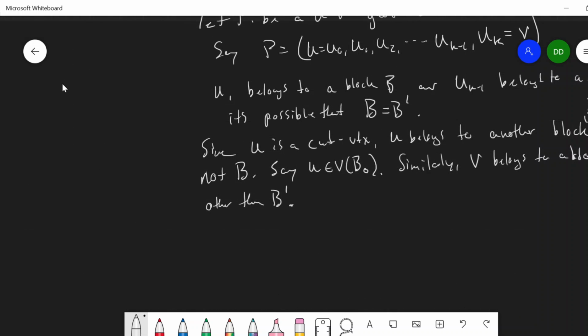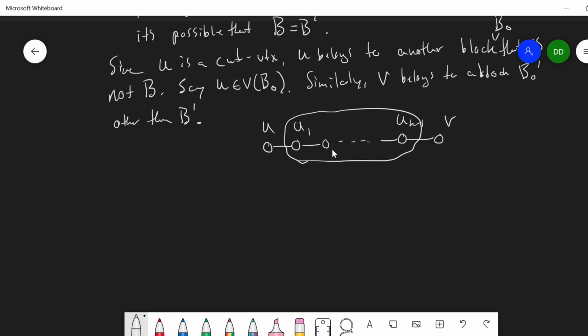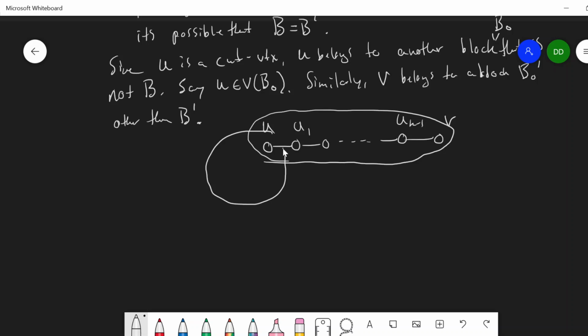Right, so let me draw a little picture just to show us what's going on here. So here's my U, here's U1, U2, here's UK minus 1, and here's V. So right, it's possible all of these guys form a block by themselves. It's possible this is all one big block. But U and V are cut vertices, and so they have to be a part of some other block.